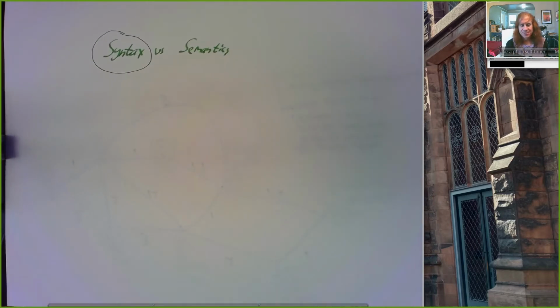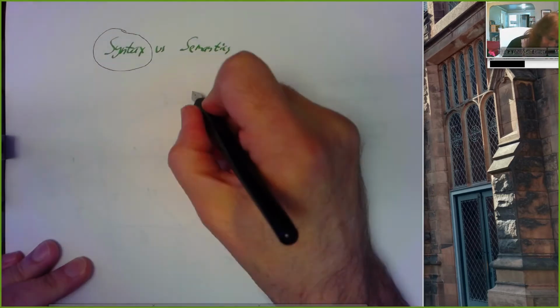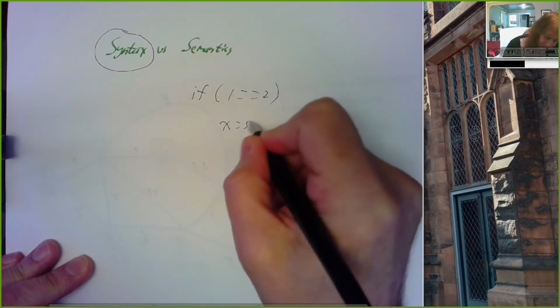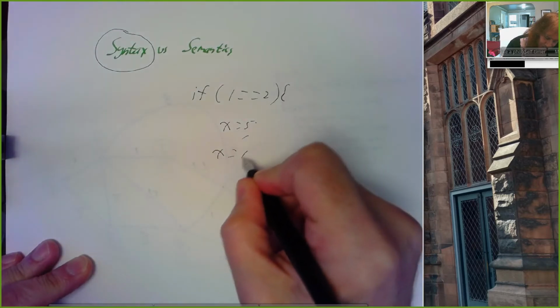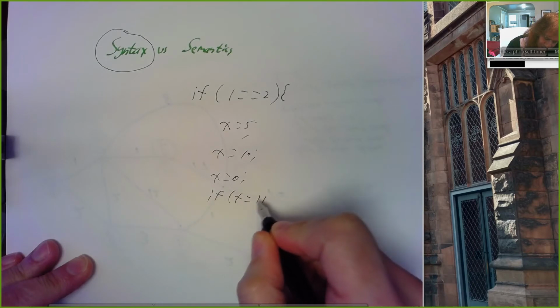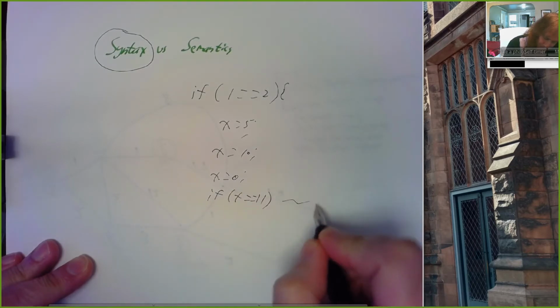And this is the job of a compiler, right? A compiler does not say, oh, your code's not going to do anything useful. It doesn't care what your code's going to actually do. A compiler only cares, is this a valid C program? Do you have a semicolon after every statement where you need a semicolon? But it doesn't care if your program says something like, if 1 is equal to 2, x equals 5, x equals 10, x equals 0, if x equals 11, do something.